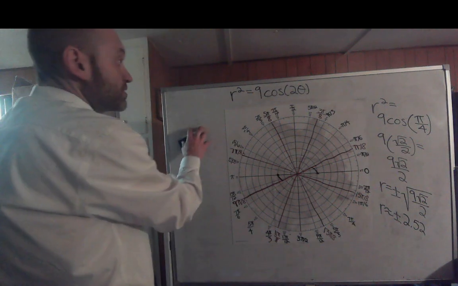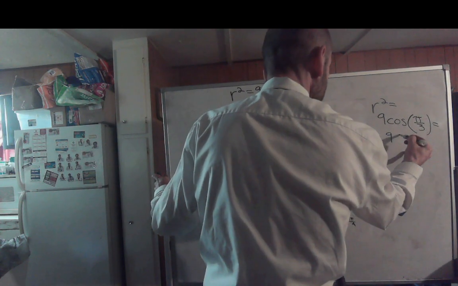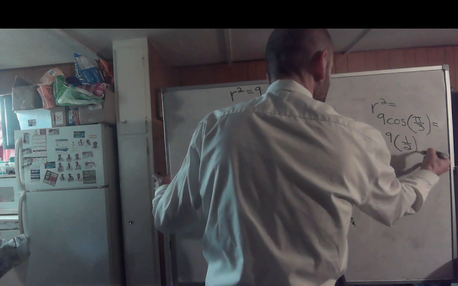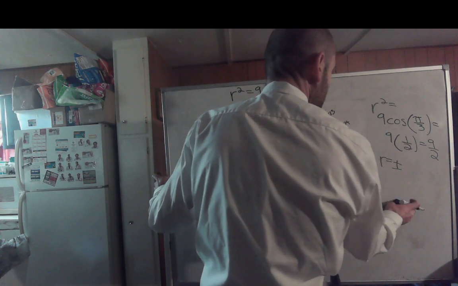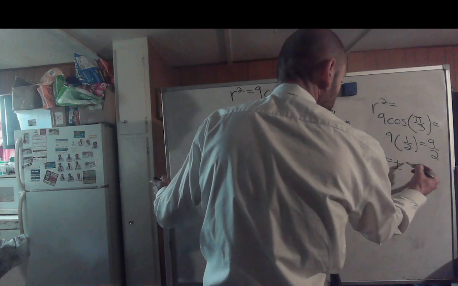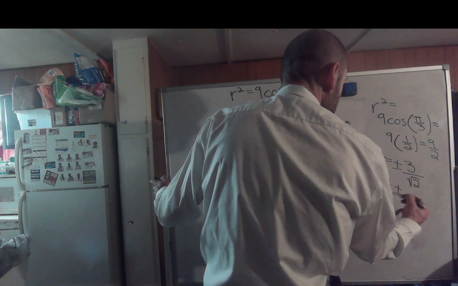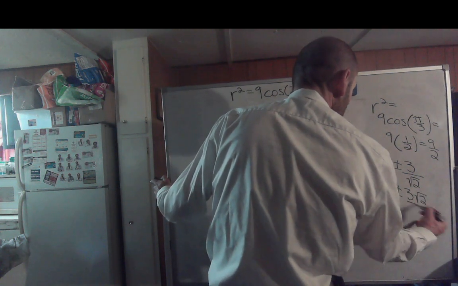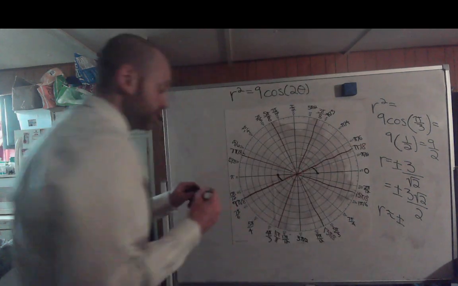So next is pi over 6. Well, 2 times pi over 6, that's the same thing as pi over 3. Well, pi over 3, the cosine of that is 1/2, so that would give you 9/2. Well, that means r equals both plus and minus the square root of 9 over 2. The square root of 9 is 3. That'd be 3 over the square root of 2, which would equal plus and minus 3 times the square root of 2 over 2. So then now we should be able to get our decimal approximations.